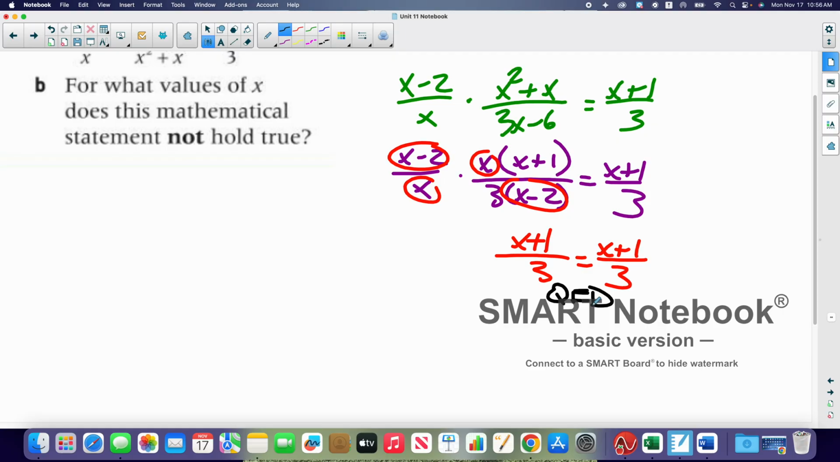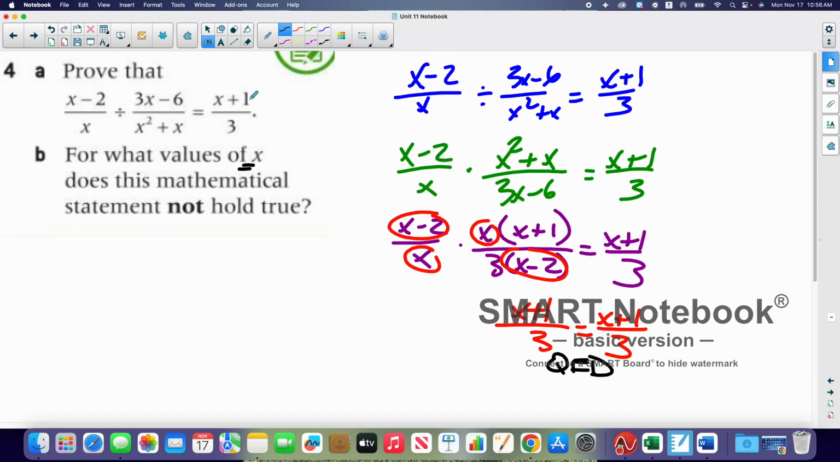It says on this one, for what values of x does this mathematical statement not hold true? Negative 1. Why negative 1? Because it would make the top 0, because you know how it's x plus 1? Can I have a 0 on top? Can't have a 0 on the bottom. Now, along with what you said, if I looked here, if that's a division problem, that was x and x plus 1. So I couldn't have a negative 1 there because I would have a 0 in the denominator. Okay? So x cannot equal negative 1. That's one of the things it can't equal.